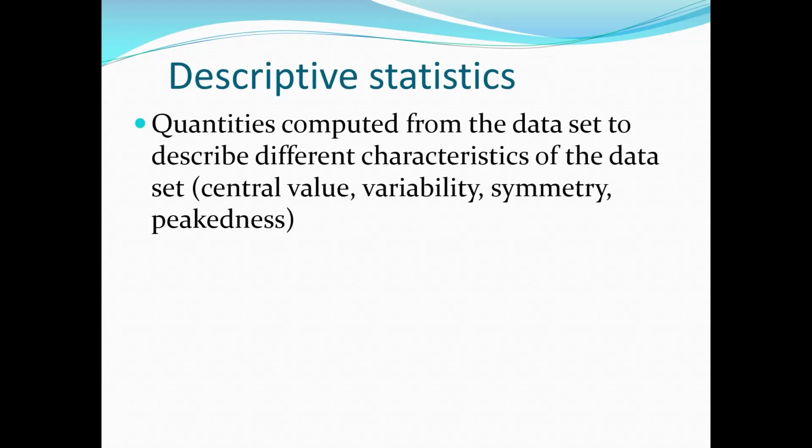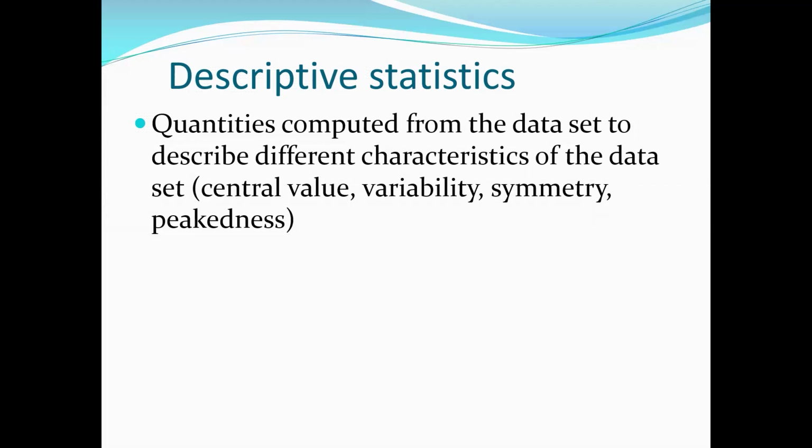A quantity is calculated from the data set to describe different characteristics of the data. See, what is the central value? What is the variation in the marks among students? Are the marks symmetrical, equally distributed among the students? And what is the peakedness? Are some students having very high marks, some students having very low marks, or are they all having an average kind of marks? So all these things we have to understand. So these are the four features we are trying to understand.